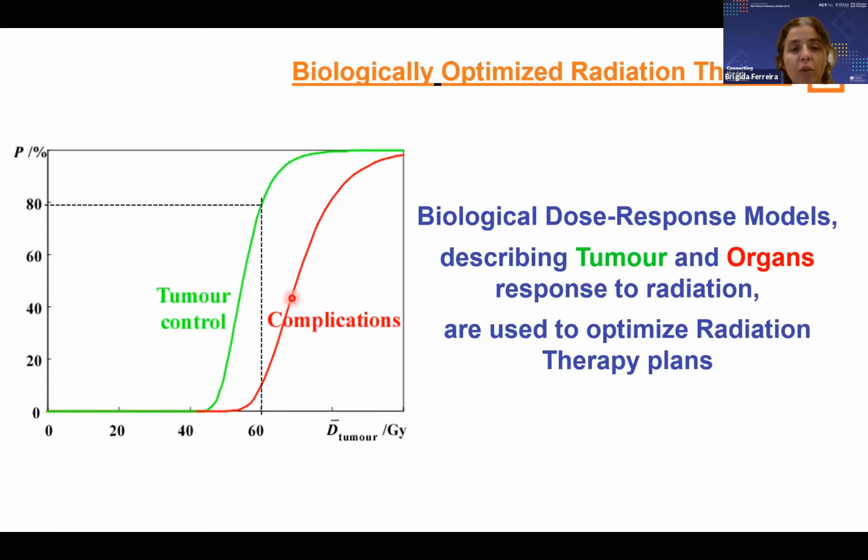So for example, if we irradiate a tumor with an average dose of 60 grays, we will have a probability of tumor control of about 80%. Of course, at the same time, this means that the probability of complications will be about 10%. So what we want to do with biologically optimized radiation therapy is to have this information as input to optimize intensity modulated radiation therapy plans.